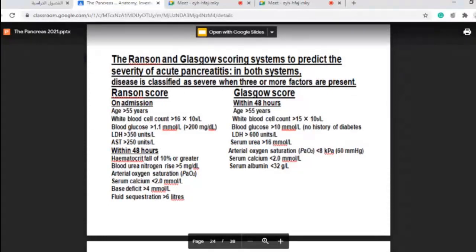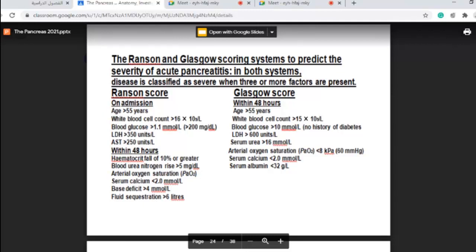Ransom scoring system depends on admission: the age of the patient above 55 years, the white cell count (WBC) more than 16, the blood glucose more than 200 milligram per deciliter, serum enzymes LDH more than 350 units per liter, AST more than 250 units per liter. And within 48 hours, the hematocrit fell by 10% or greater. Blood urea nitrogen rise more than 5 milligram per deciliter.